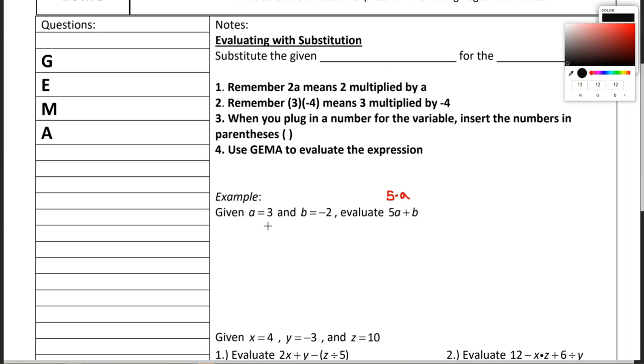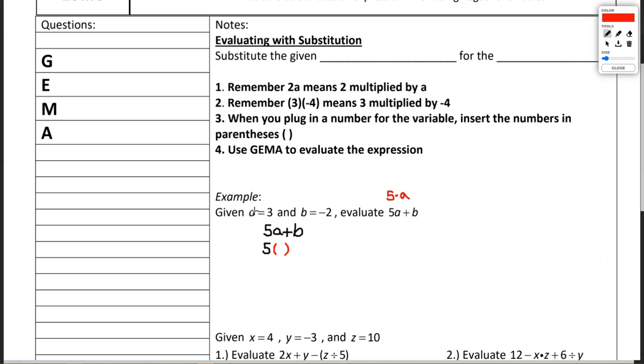I like to rewrite our expression first, 5a plus b. Okay? And now, anywhere where we see a variable, we're going to write parentheses to fill them in later. So 5, and then where we see the a, we need to put in parentheses. If we don't put those parentheses in, it'll end up looking like a different number, and we'll lose the fact that it needs to be multiplication.